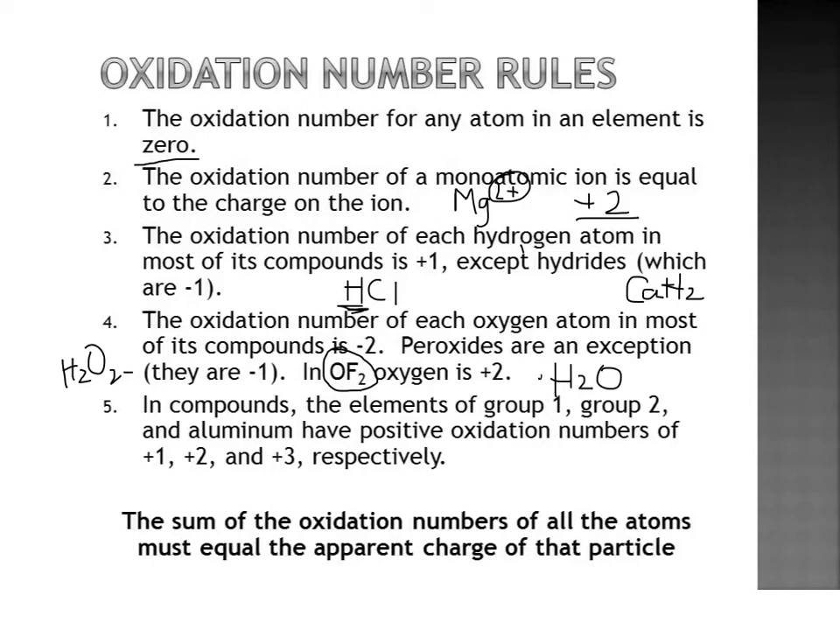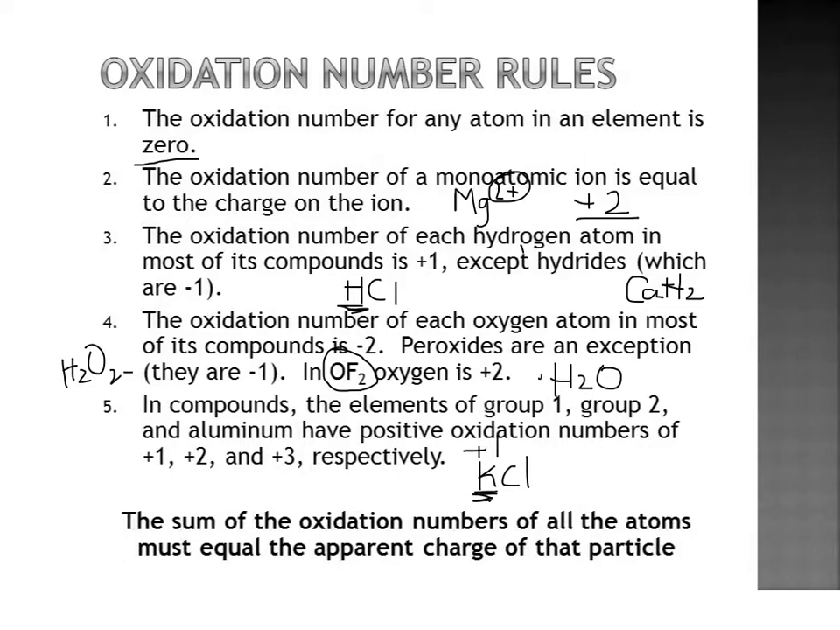The next rule is that in compounds, the elements of group 1, group 2, and aluminum have positive oxidation numbers of +1, +2, and +3 respectively. So if, for example, you had KCl, K comes from the first group, so it would have an oxidation number of +1.